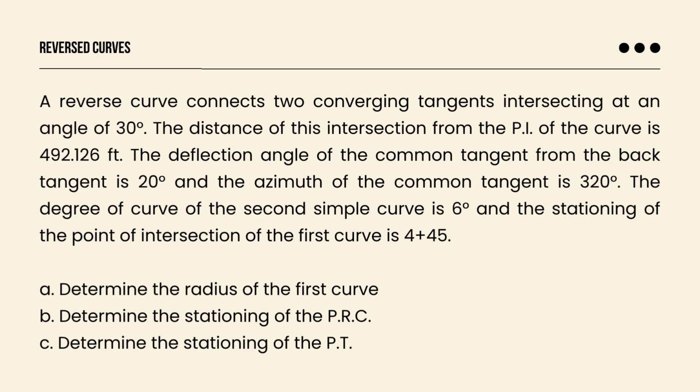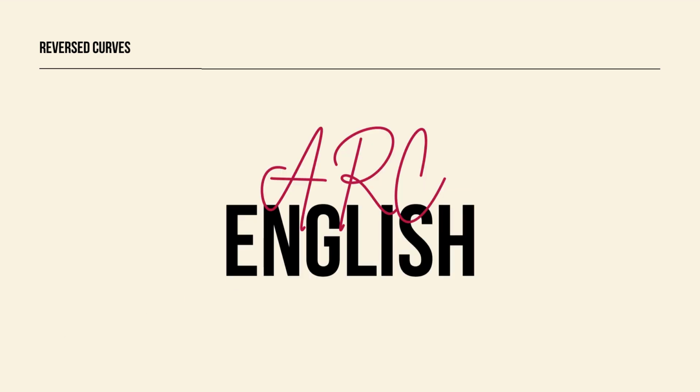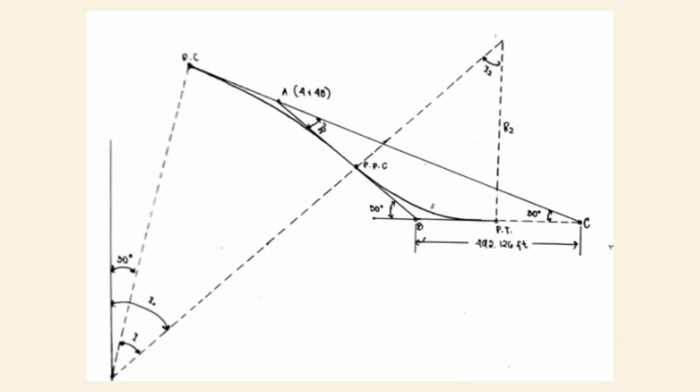The degree of curve of the second simple curve is 6 degrees, and the stationing of the point of intersection of the first curve is 4 and 45. A. Determine the radius of the first curve. B. Determine the stationing of the PRC. And C. Determine the stationing of the PT. First, let's solve the problem using the arc basis.